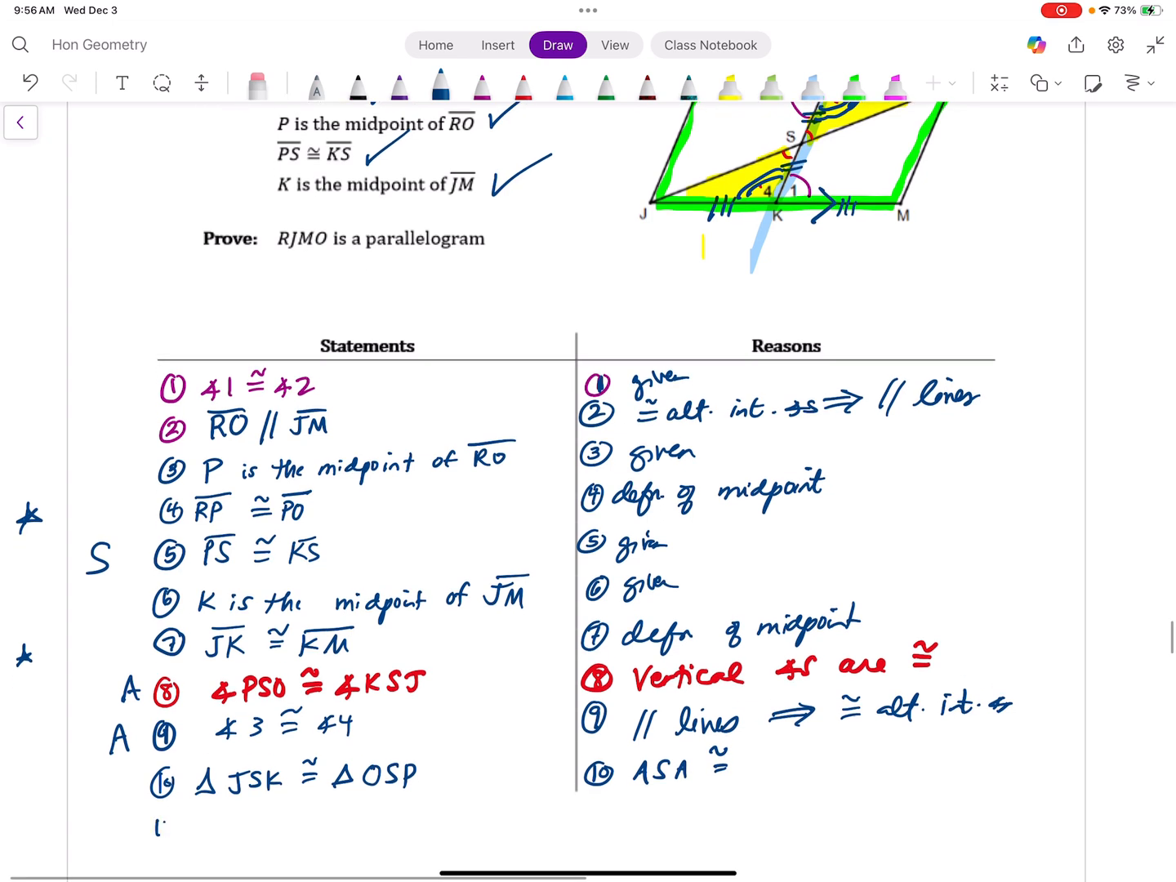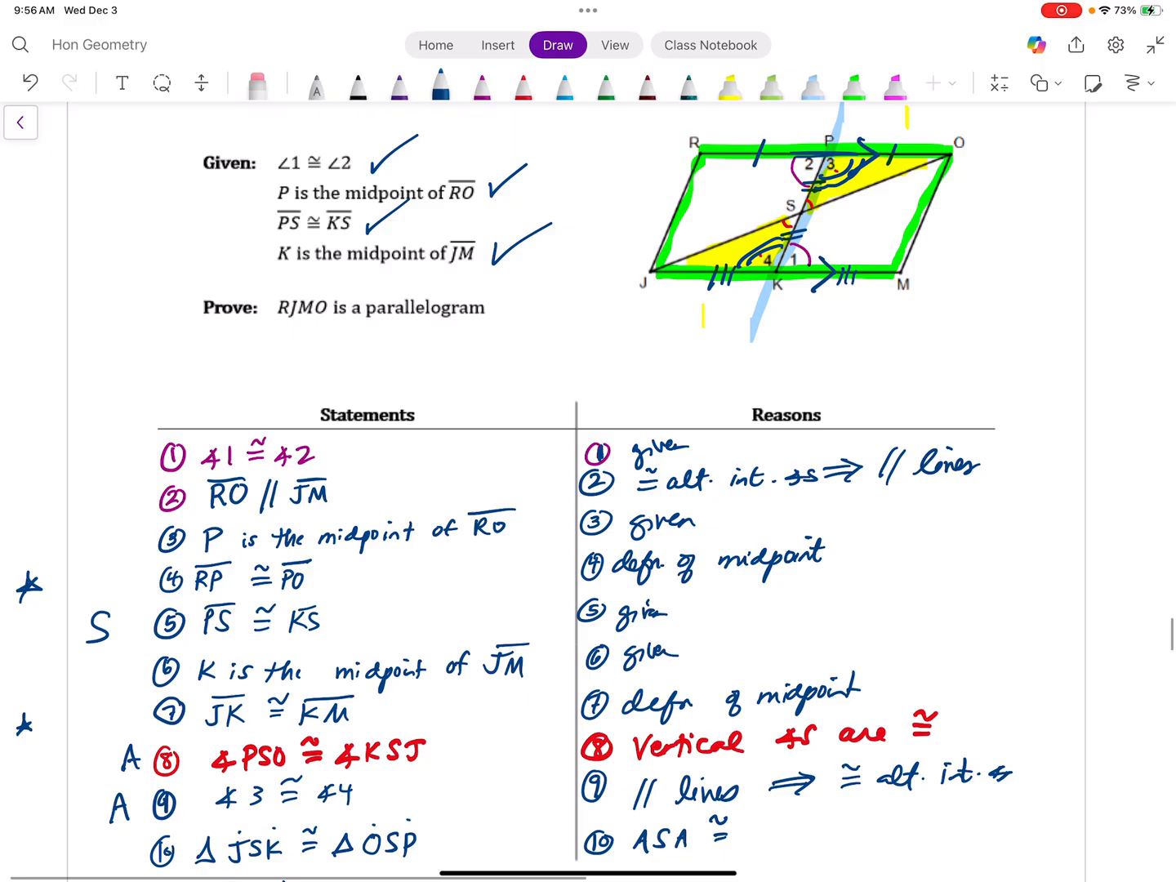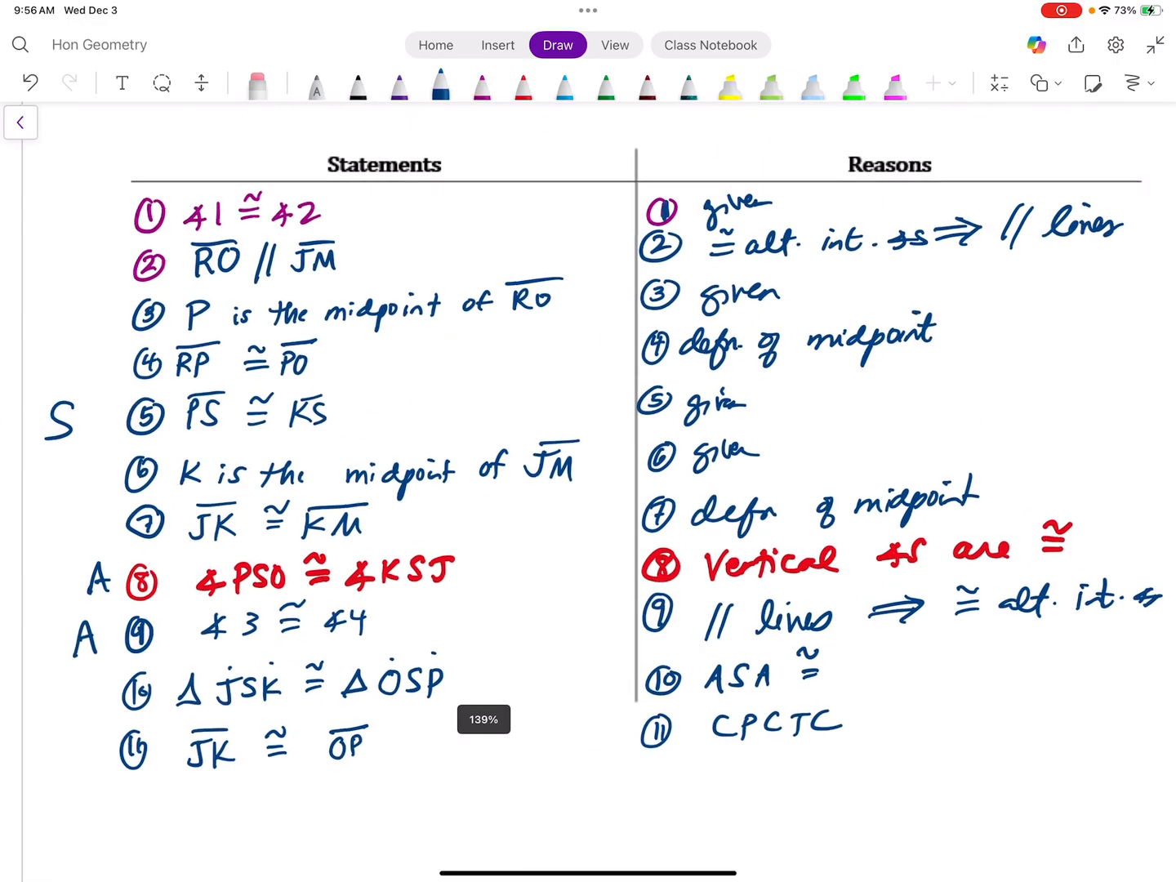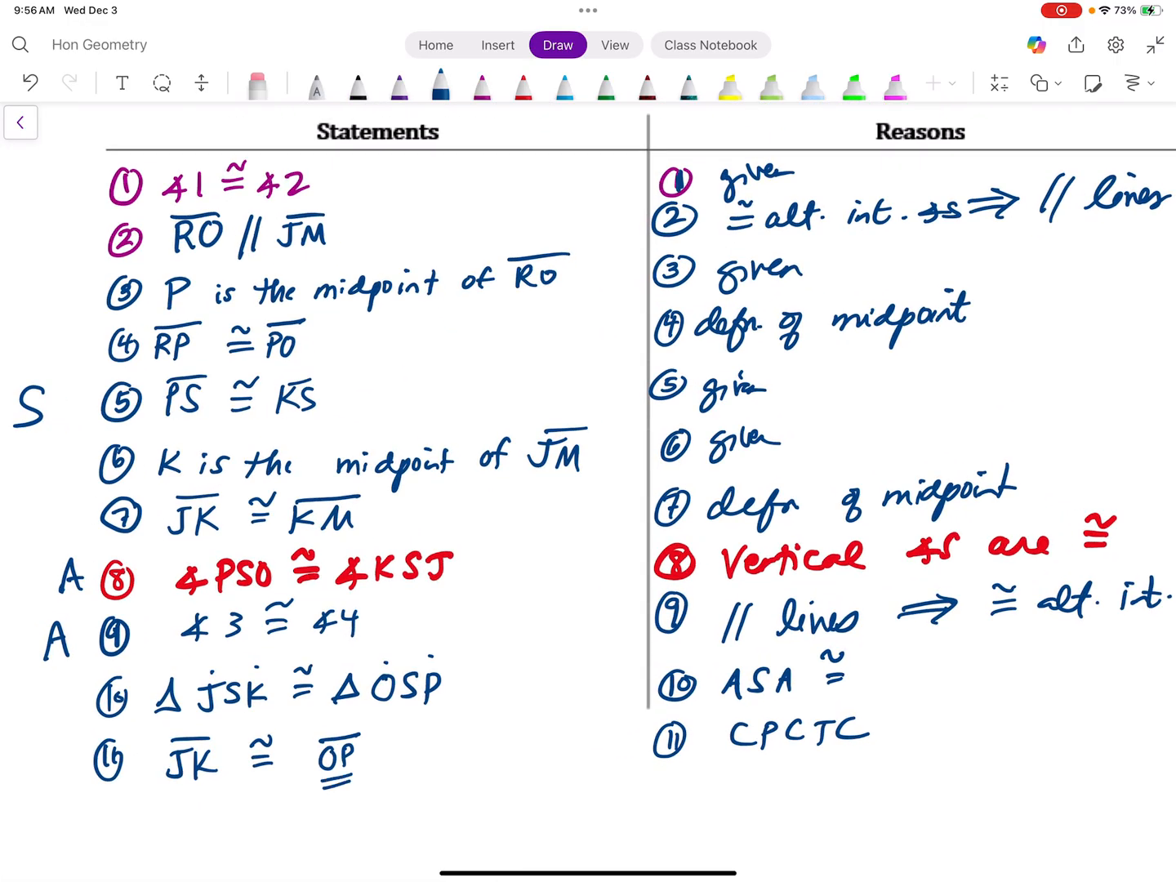Okay, and then I also know that JK is congruent to OP because corresponding parts of congruent triangles are congruent. Now, all right, this is going to look weird. I'm going to come back, because I called it OP here, because I have to. I'm going to come back up here in step 4 and change that to OP so that it is easier for the reader to understand what's happening.